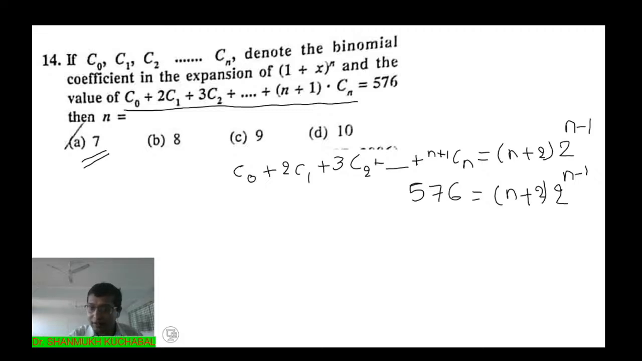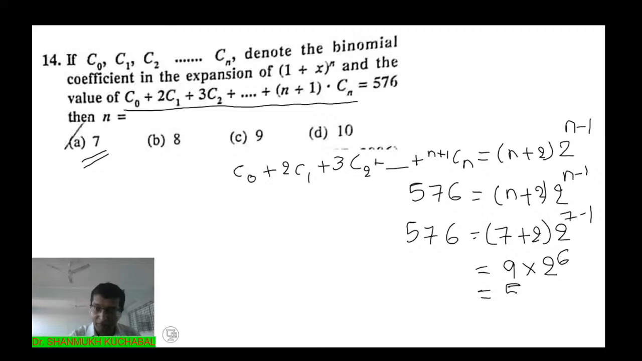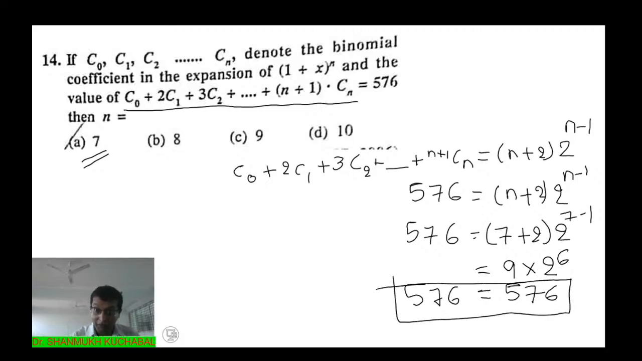Okay, so it is 576 equal to (7 plus 2) times 2 raised to 7 minus 1. So 7 plus 2 is 9, into 2 raised to 6. If we simplify this, we get 576 equal to 576. LHS and RHS both are verified. Therefore, the value of n is 7. That is, option A is the right answer.